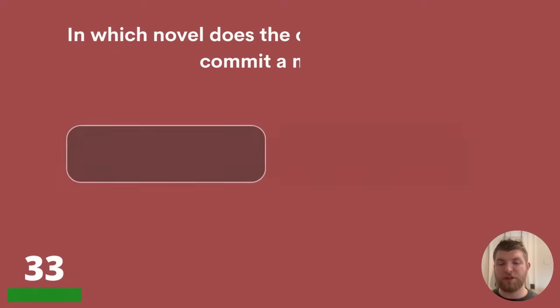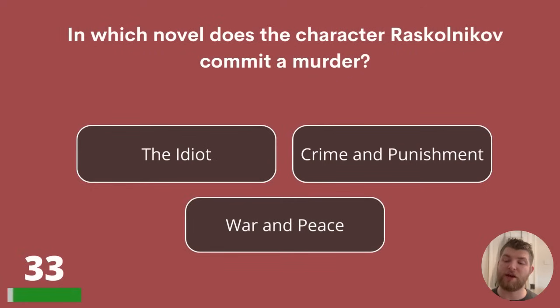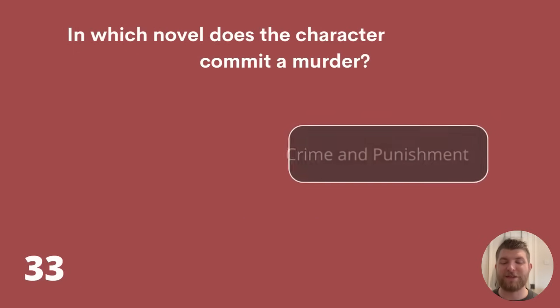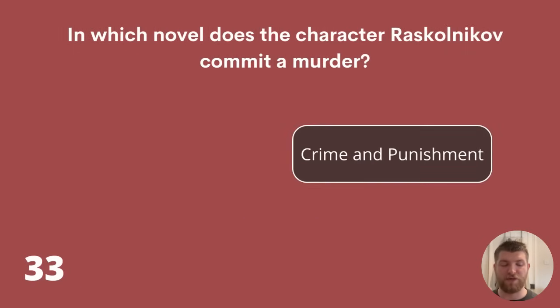33. In which novel does the character Raskolnikov commit a murder? The Idiot, Crime and Punishment, or War and Peace? In which novel does the character Raskolnikov commit a murder? Much better pronunciation the second time. The answer is Crime and Punishment. Well done if you got that one.